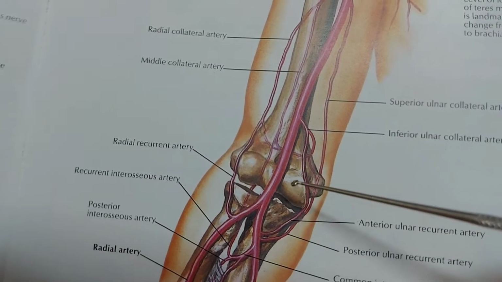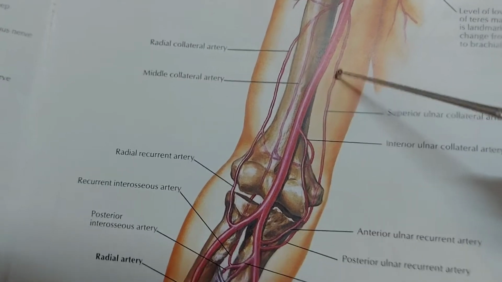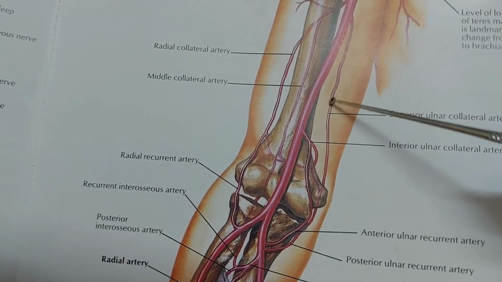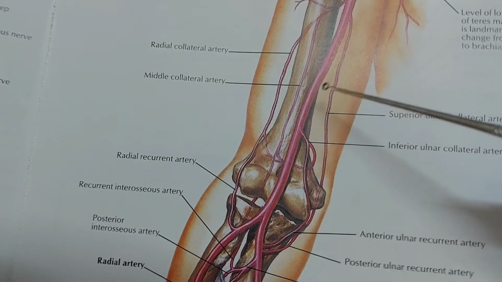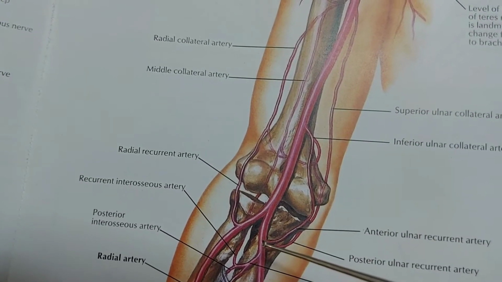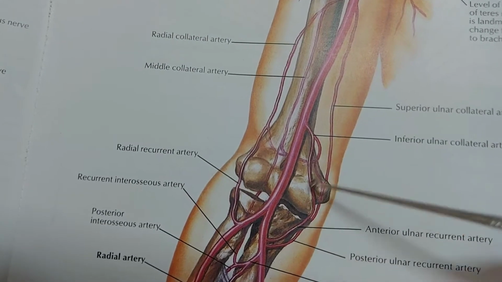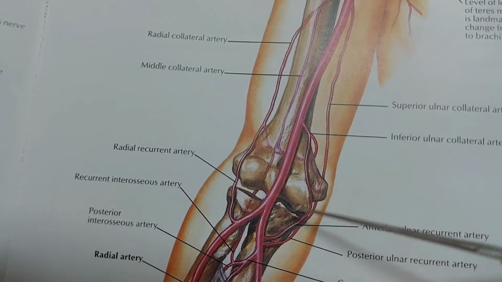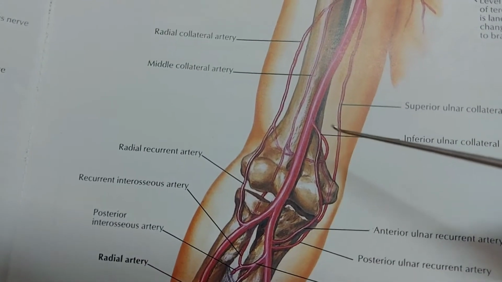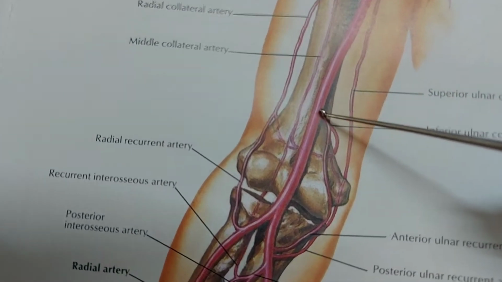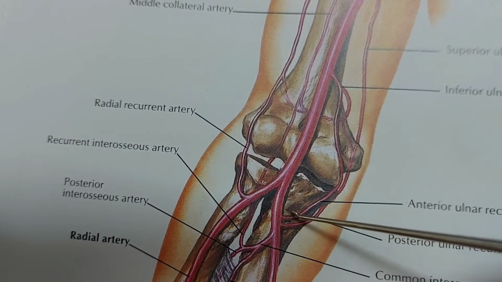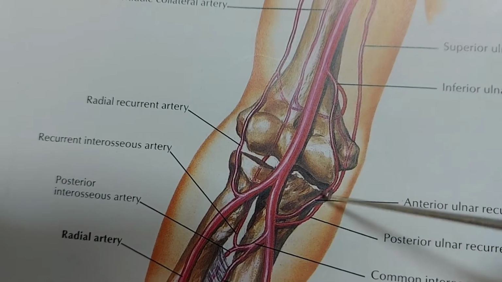Here we can see the branches from the brachial artery, the superior ulnar collateral and the inferior ulnar collateral. The branches that run down from above are the collaterals, and the branches that move upward are the recurrent branches. So in fact this is a single vessel joining this part and this part.